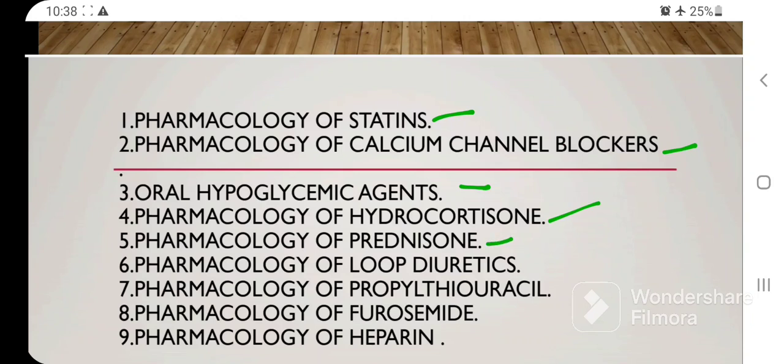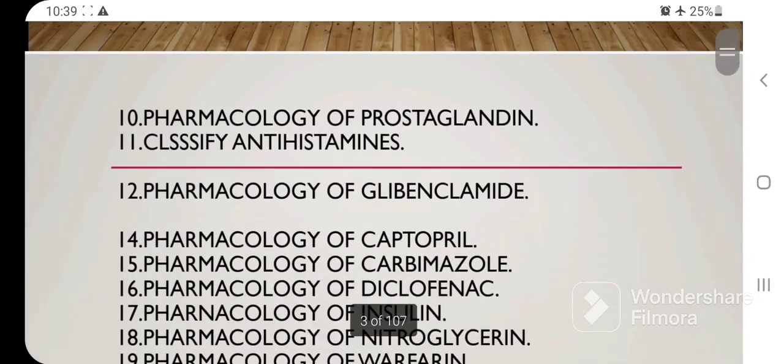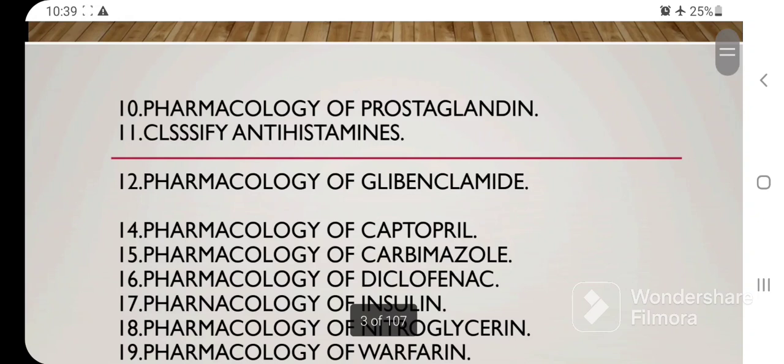Then pharmacology of prednisone or prednisolone, this is also a steroid. Then pharmacology of loop diuretics, clear. Then propylthiouracil. Then pharmacology of furosemide, heparin, clear, heparin. Then pharmacology of the prostaglandin, classify antihistamines.